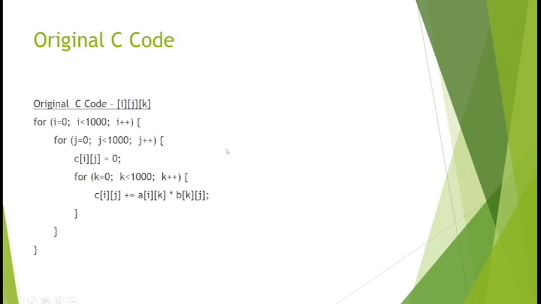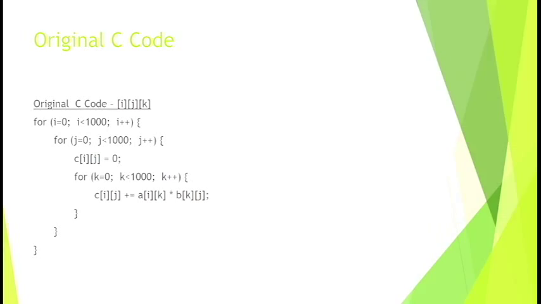Here's an example of a simple IJK matrix multiply program in C. The reason we are using this is because matrix multiply programs are a good way to test spatial and temporal locality accesses based on how fast the program runs.